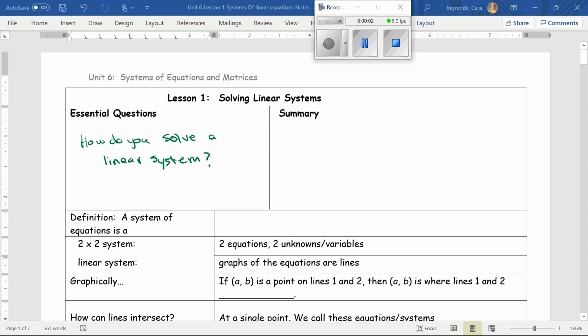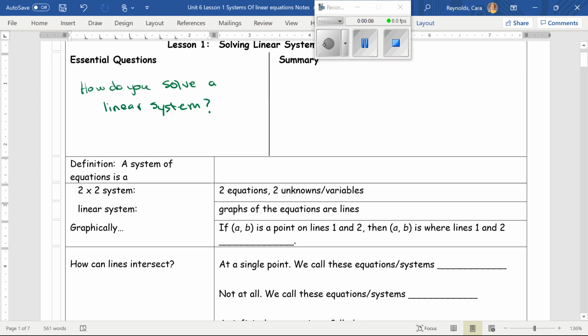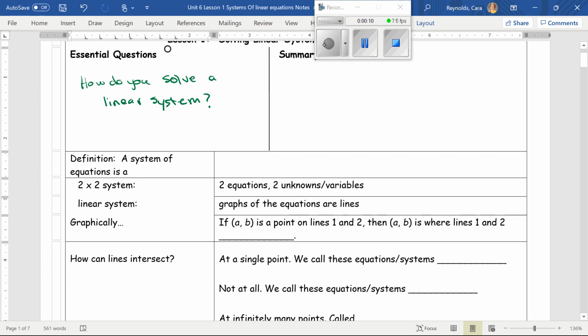Moving into Unit 6, which is Systems of Equations, we're going to start off Lesson 1 by looking at how to solve a linear system. A definition of a system of equations is a set of two or more equations in a coordinate grid.